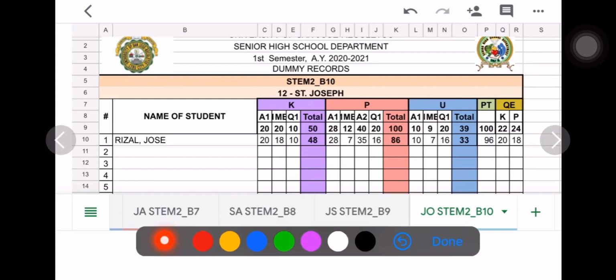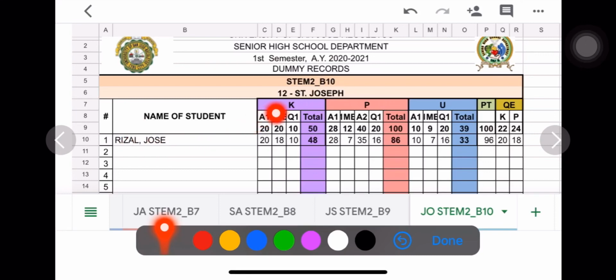So you have here the name of the student. We have here the column for the K, that is for knowledge. This is the column for process. This is the column for understanding. So these three columns are for the written works. Here we have the column for the performance task, and these are the columns for quarterly exams, knowledge, and process. Okay? Alright, so below the letters K, P, and U, we have here A1, 1ME, and so on, right?